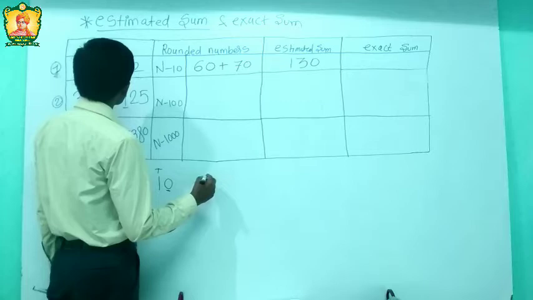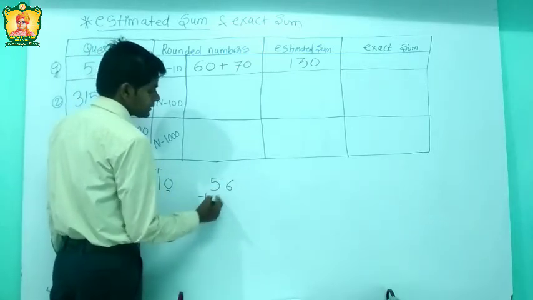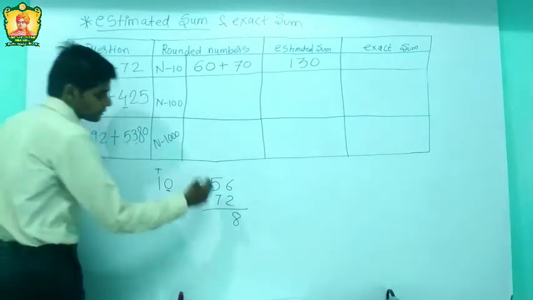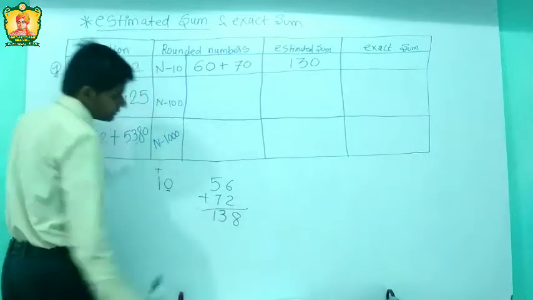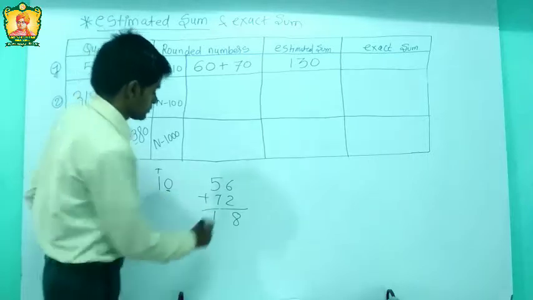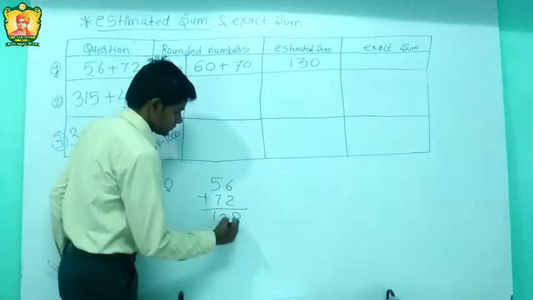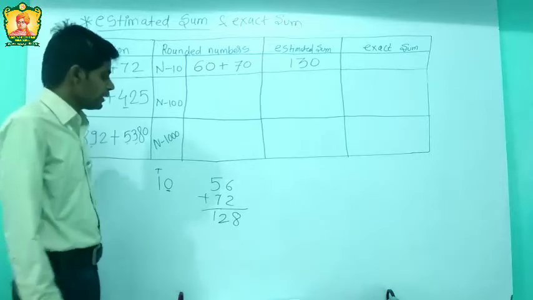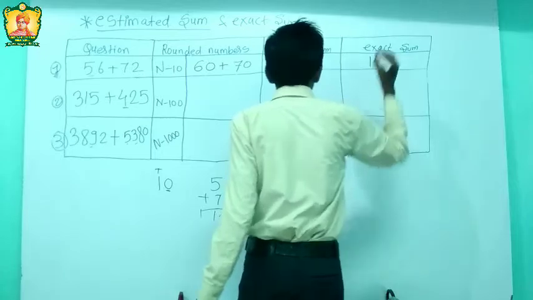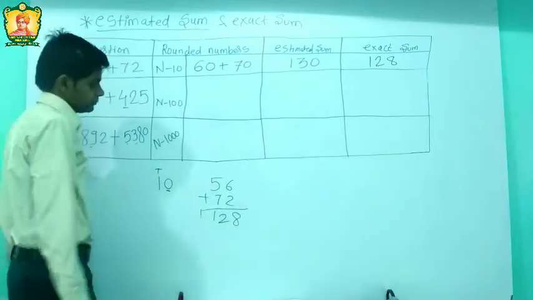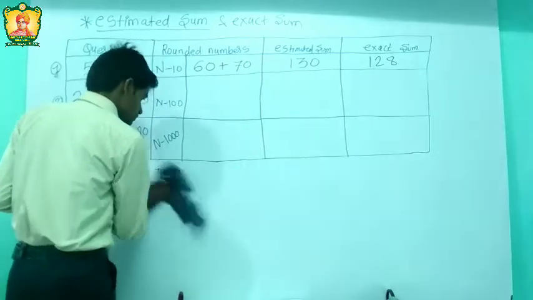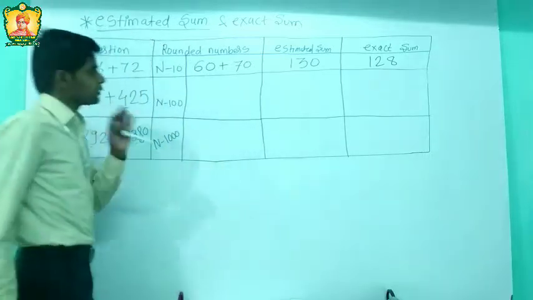ओके, सो नंबर हमारे पास 56 प्लस 72. सो 56 प्लस 72, दिस गिव्स अस 8 एंड 7 प्लस 5 गिव्स अस, ओके, ओह सॉरी, गलत हो गया, 12. इट इज 128. ओके, सो इट इज 128. ओके, इट इज करेक्ट. Okay, so first question is solved.